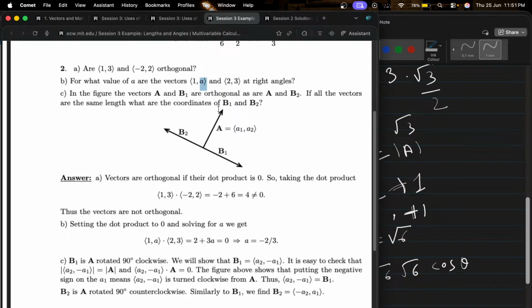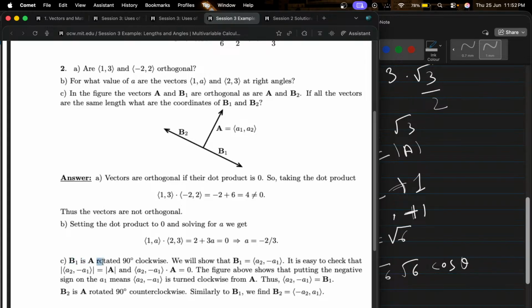Okay, so if we make an equation by putting it to 0, then we can solve it and get the value. Okay, in the given figure, vectors b1 and b2 are orthogonal to a. If all the vectors are the same length, what are the coordinates of b1 and b2? Okay, it's complicated.